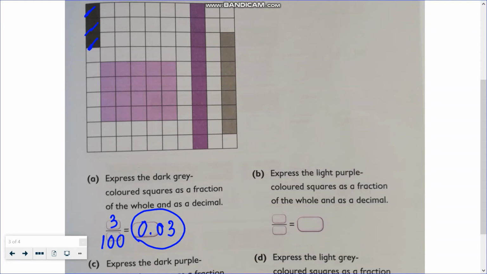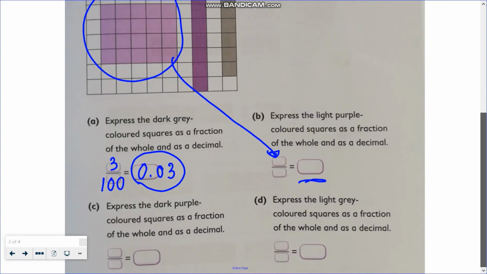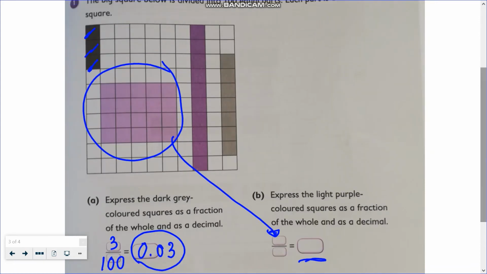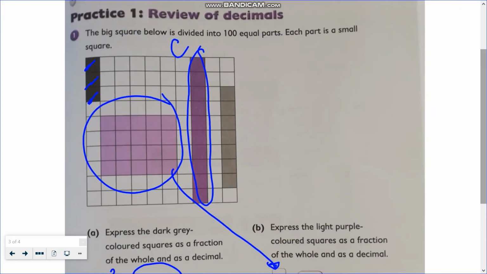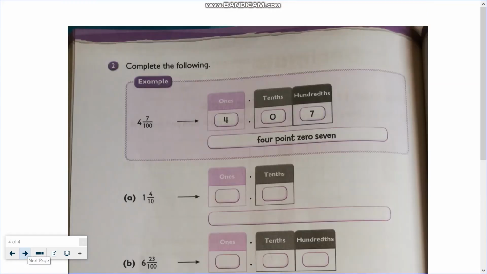Now for letter B, express the light purple, this one, the light purple. You're going to write it in fraction and then write it in decimal. Letter C, express the dark purple, this one, the dark purple. So this will be letter C. And letter D will be the light gray colored squares. So this will be letter D. Let's proceed to number 2.